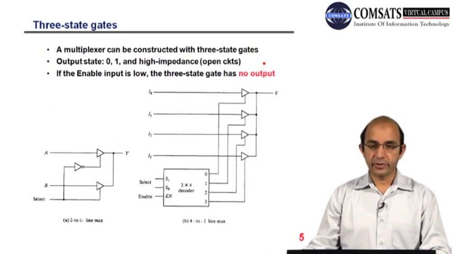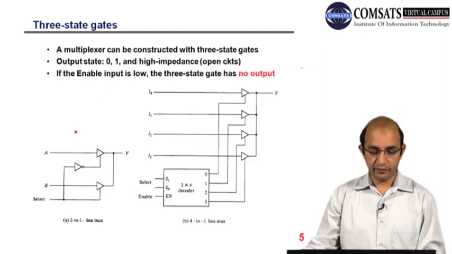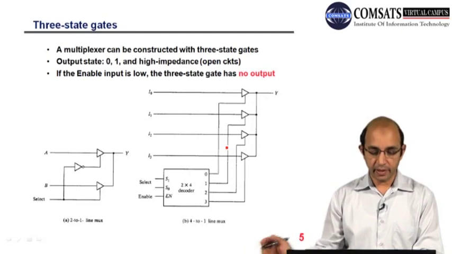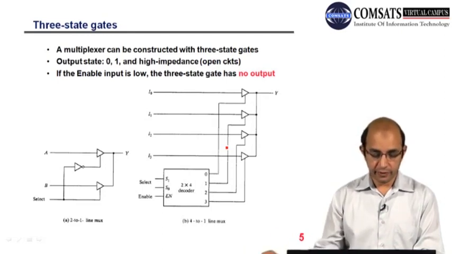So we can use a three-state gate in order to design a multiplexer, right. So here you can see on the left hand side we have a 2 into 1 line multiplexer, and on the right hand side we have a 4 into 1 line multiplexer, right.